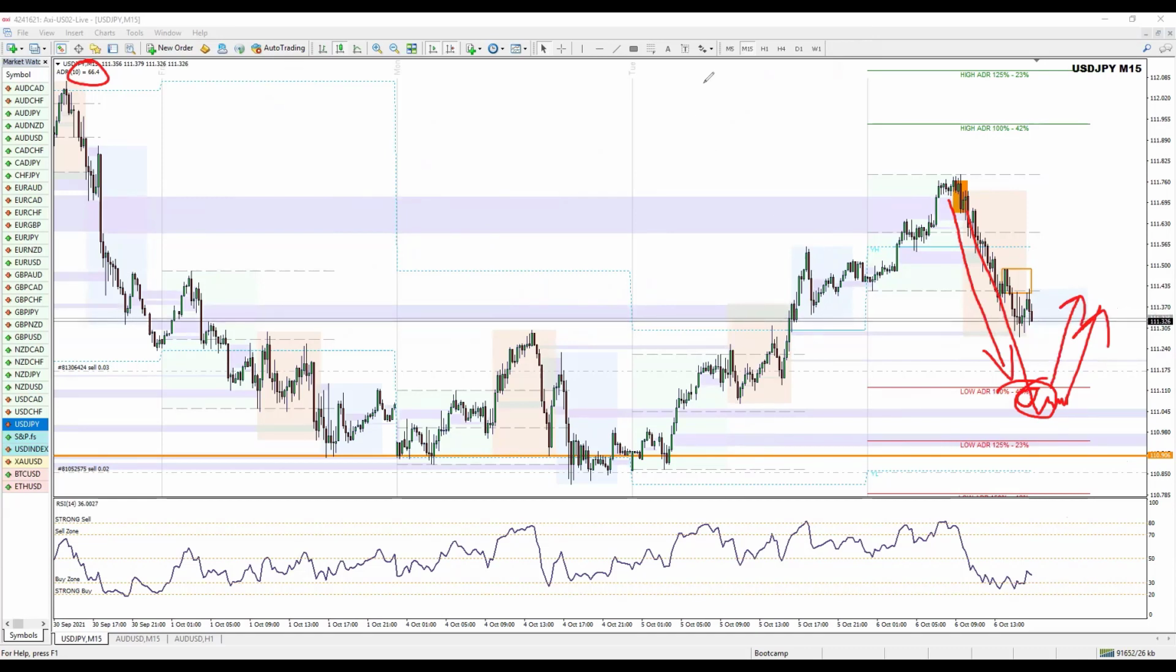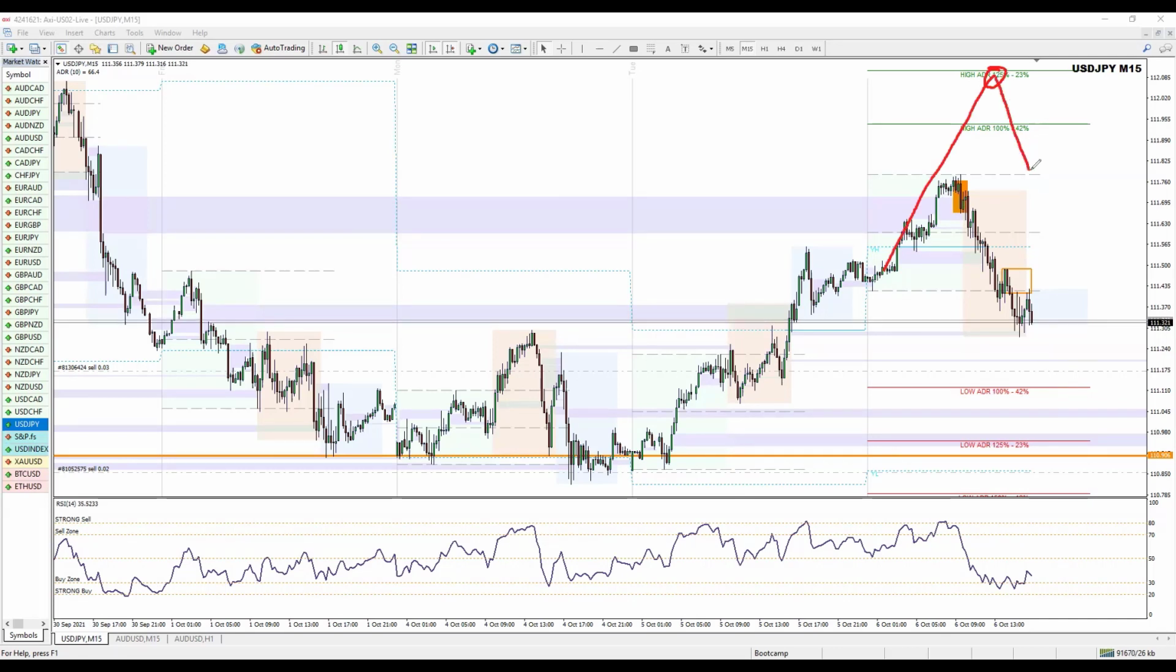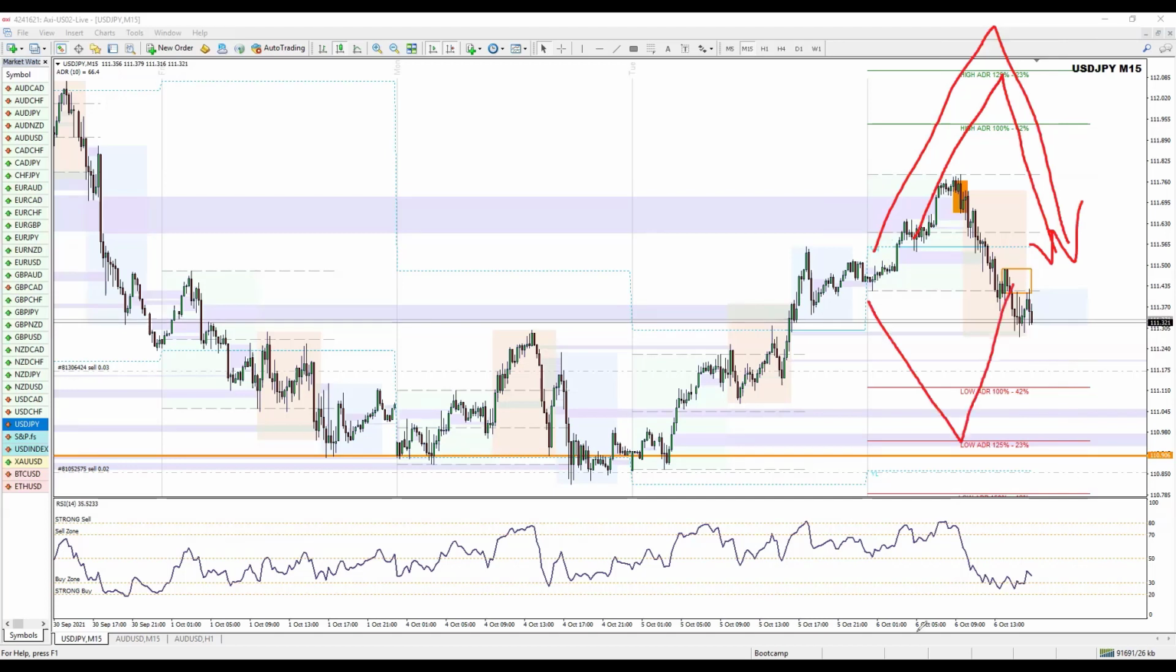Now, these moves will be one of two things when they happen. So they will either be a hit to the high and then a pullback and continuation in the trend, or they will be a hit to the high and a reversal, what I call an A-shaped recovery or a V-shaped recovery, depending on whether it's a low or a high hit.